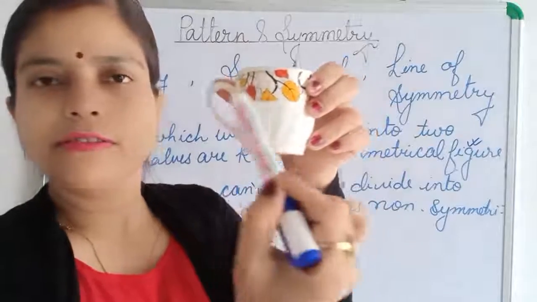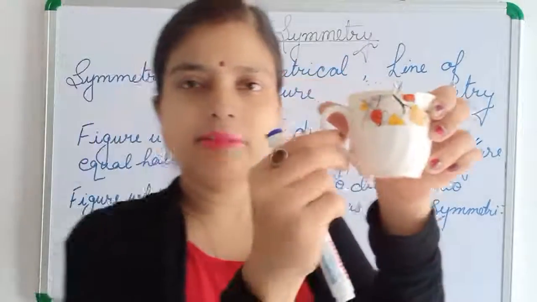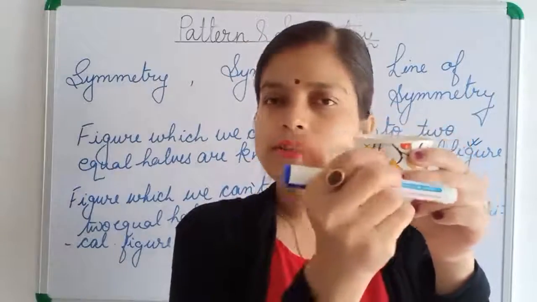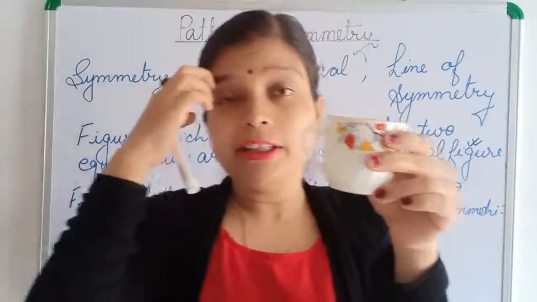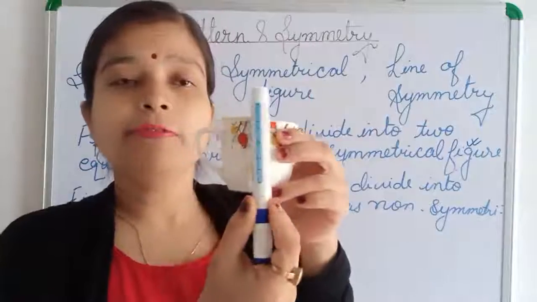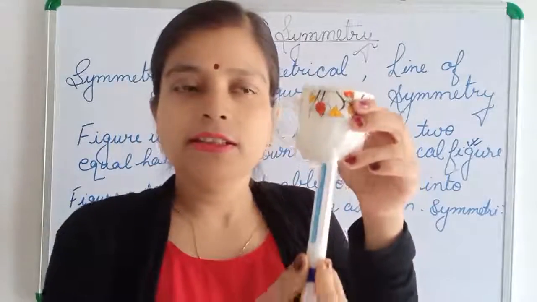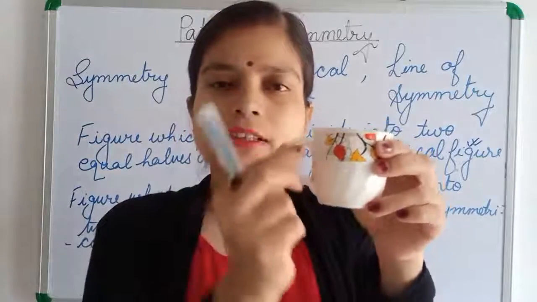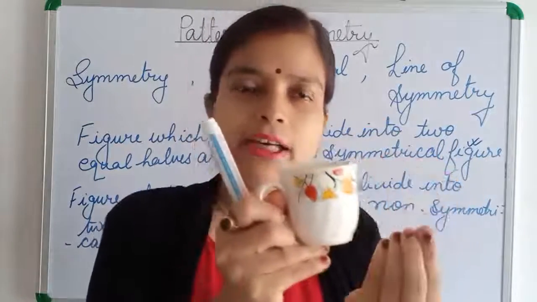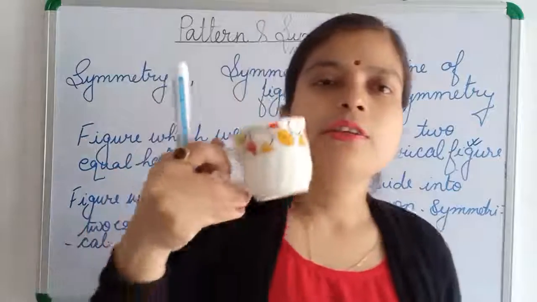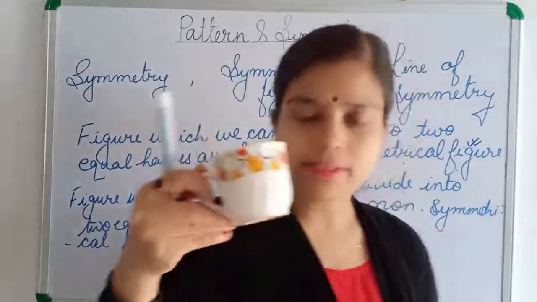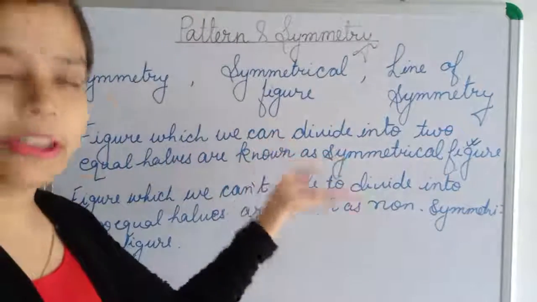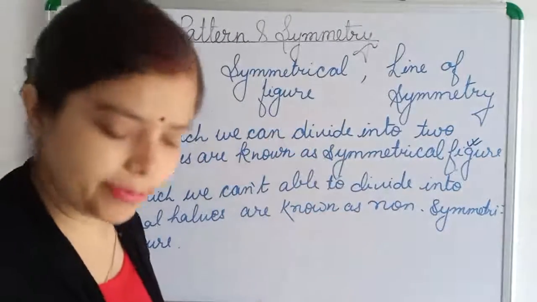from this line also. The shape of this handle is different from upside and downside, so it is not symmetrical from this line. Again, if I cut from this line, then also it is not equal halves, it is not symmetrical, because on this side there is a handle, on this side there is no handle. So this is a non-symmetrical figure. Now I think you better understand what is a symmetrical figure and what is a non-symmetrical figure.